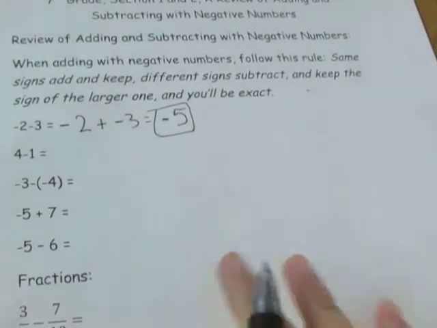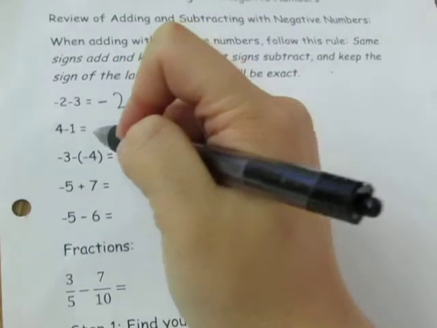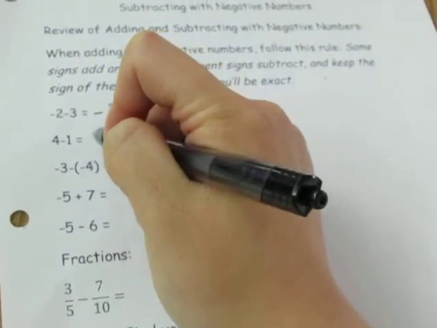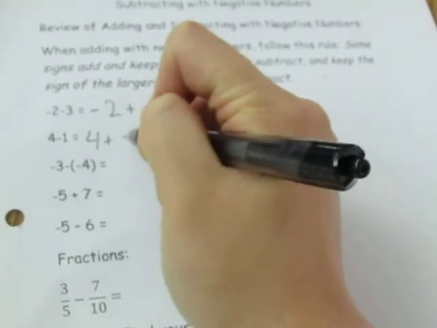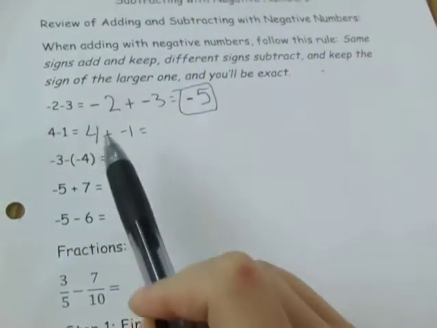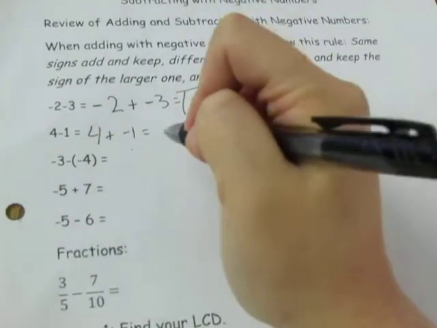Okay? Let's do a couple more. So 4 minus 1, that one's pretty easy. That's the same as 4 plus -1. 4 plus -1 is just 3.